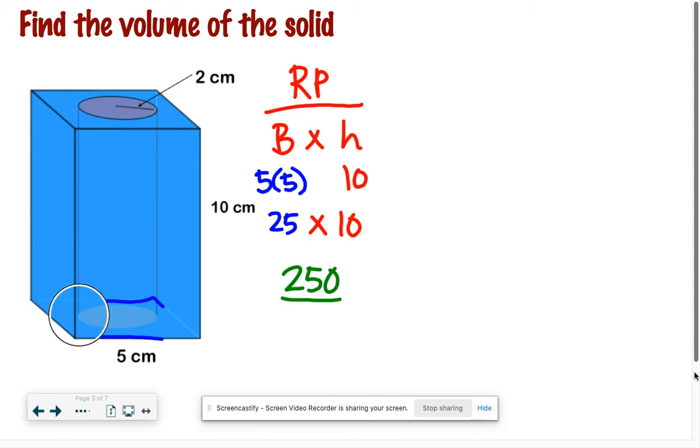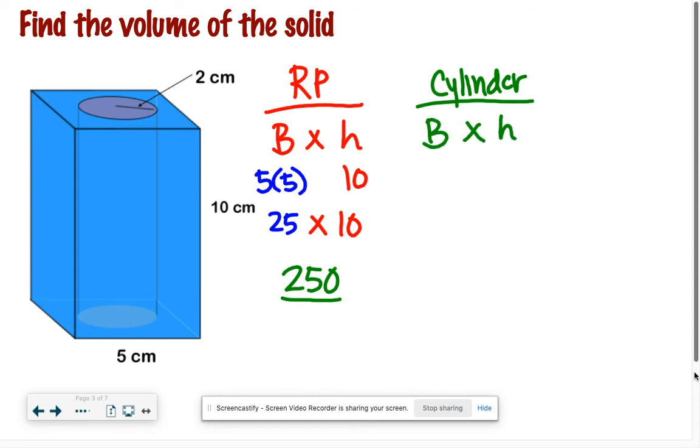Now we gotta find the volume of our cylinder. And again, same idea, base area times height. So let's find that base area. So our base, you guys remember, is a circle. How do you find the area of a circle? Pi r squared. What is our radius? It's 2, so pi 2 squared, which is 4. 4 times pi is about 12.56.